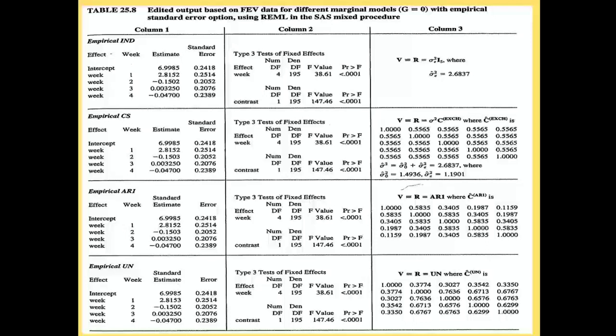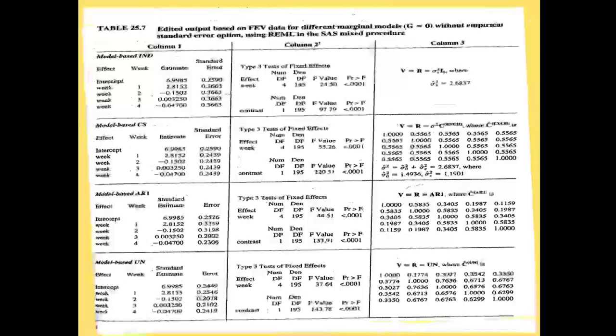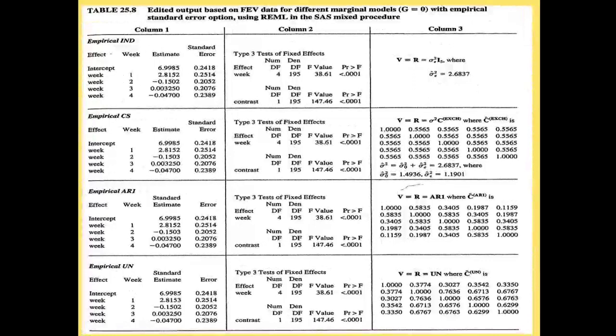Now, look at this data. First of all, look at the third column. This is empirical. And look at the numbers, for example, in the second box here. See the 0.5565, 0.5565? Have you seen those numbers before? They're exactly the same numbers as without the empirical. Why? Because you're still assuming the correlation structure for this is compound symmetric. You're just adjusting the standard error. You're not adjusting the correlation structure. You're saying, maybe that correlation structure is wrong, so I'm going to adjust something for the fact that it might be wrong. But that's the correlation structure I'm assuming, so I'm getting the same answer. I'm getting the same answer for AR1, the same answer for unstructured. So that's not going to change. What's going to change are the standard errors.